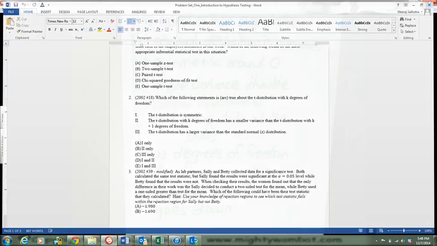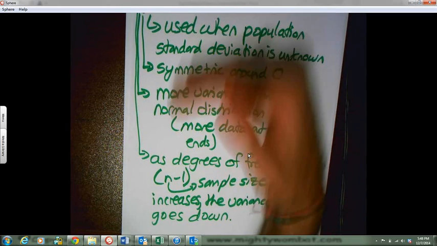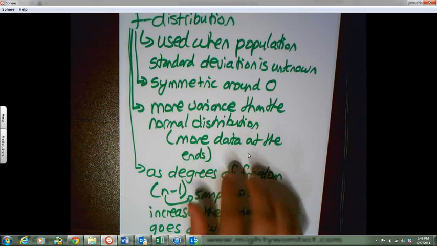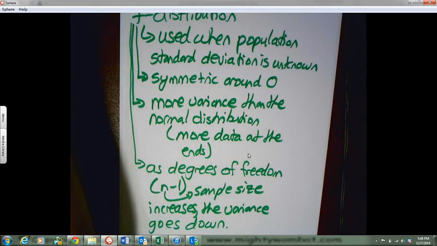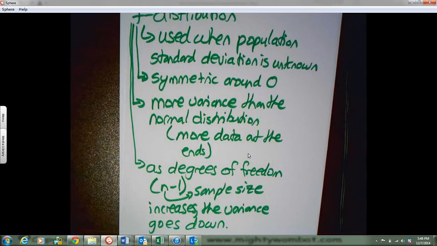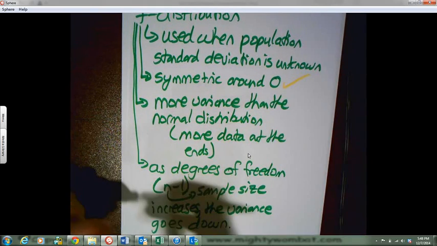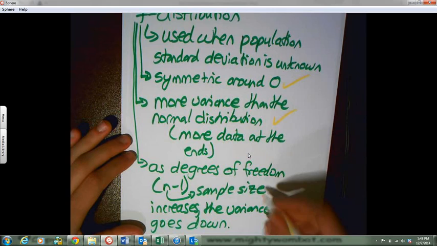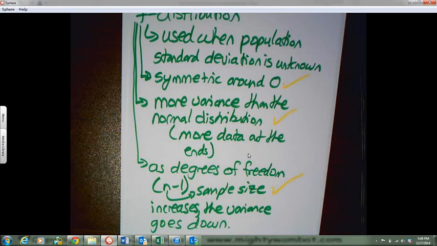So again, these are the facts we know about the t-distribution. This question happened to talk about this fact, this fact, and these 3 facts. The answer choice that's correct is E in this case.